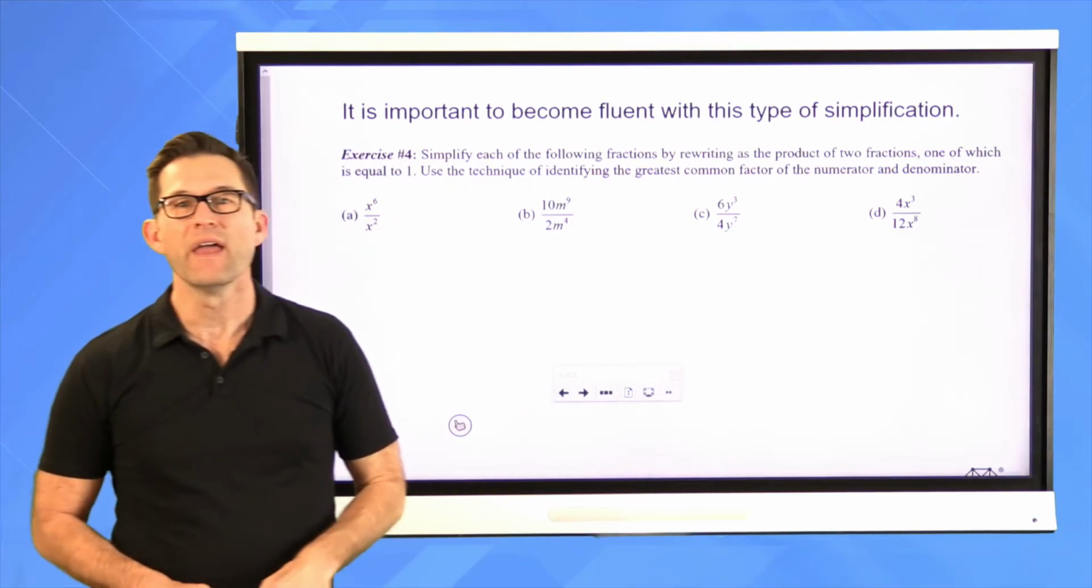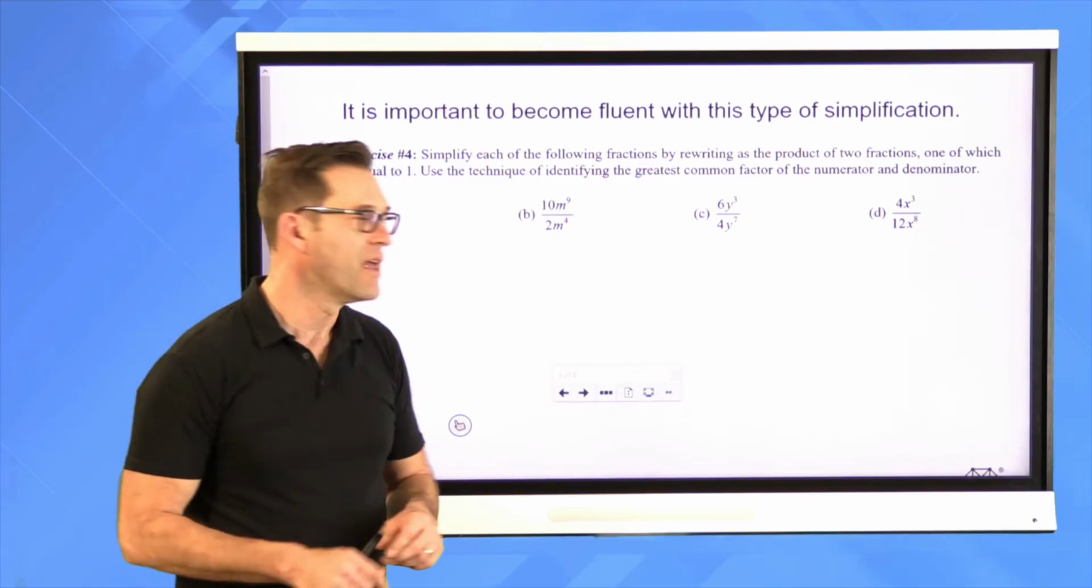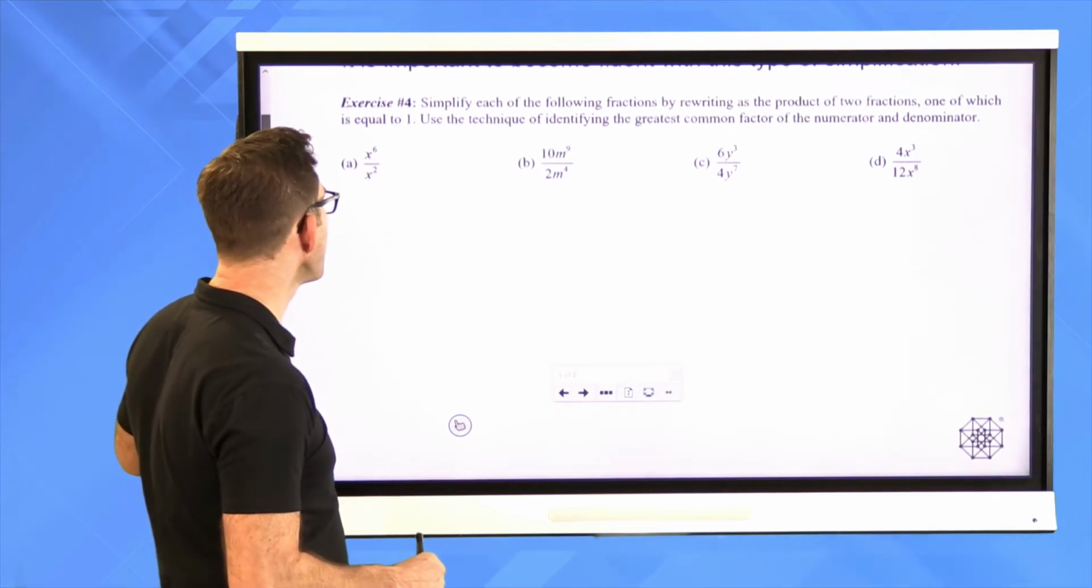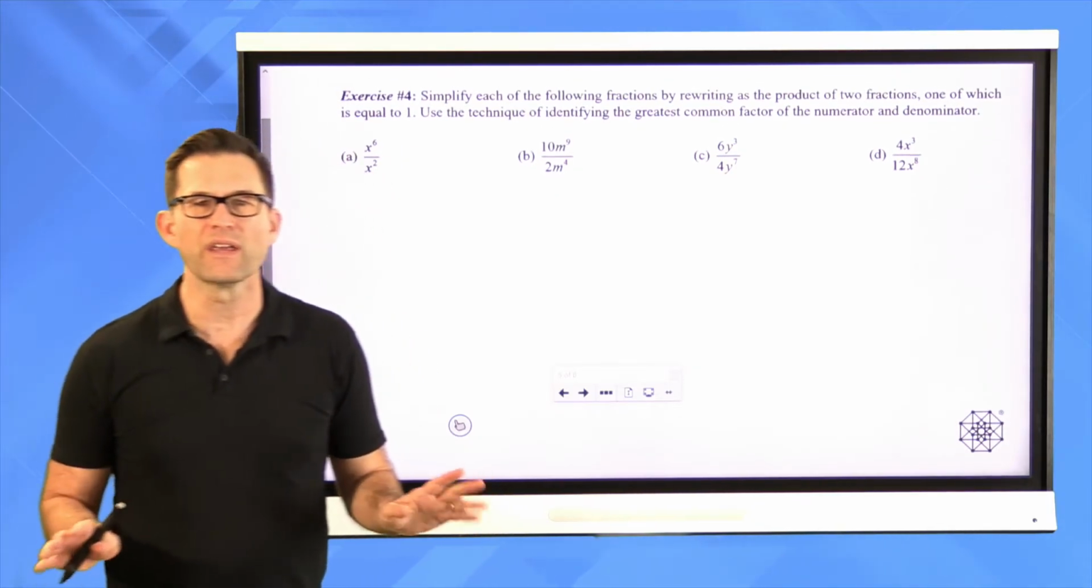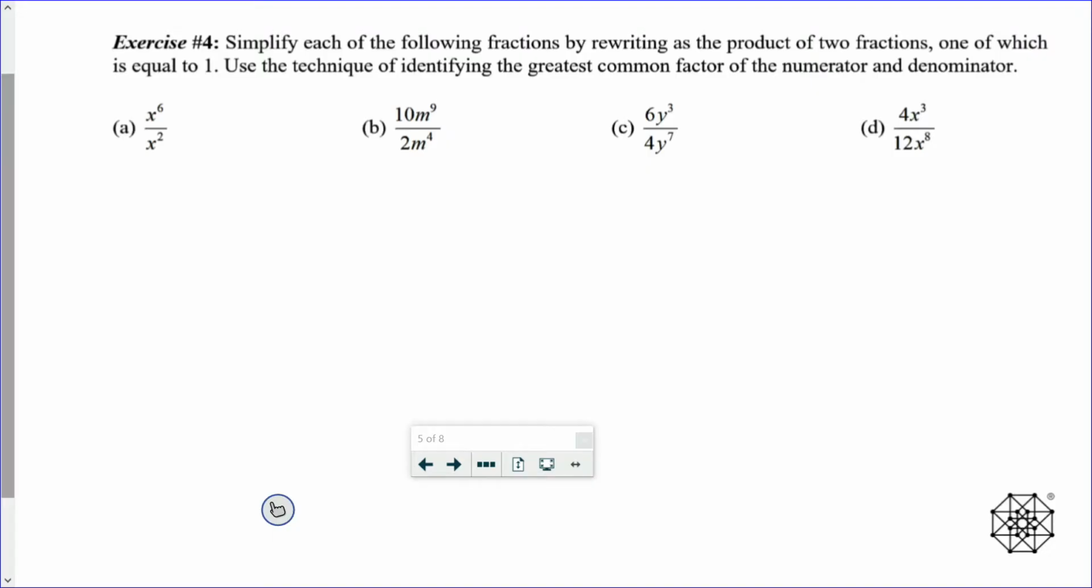All right, it is important to be able to be fluent with this type of simplification. And exercise 4 gives us some nice practice, although there are some tricky things in here. So let's take a look. Exercise number 4. Simplify each of the following fractions by rewriting as the product of two fractions, one of which is equal to 1. Use the technique of identifying the greatest common factor of the numerator and denominator.